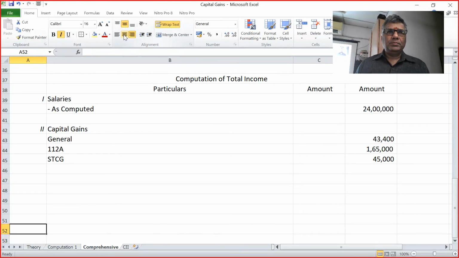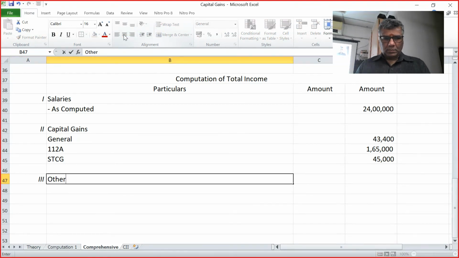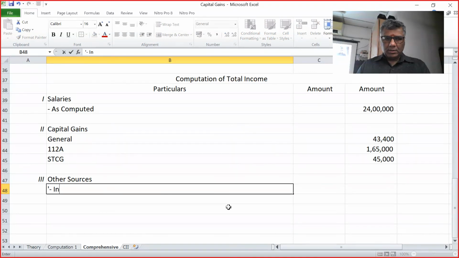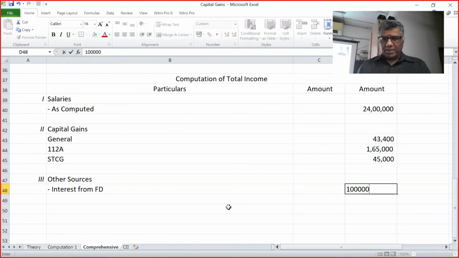Other sources. Interest from FD 1 lakh. If it had been savings bank, I would have given 10,000 rupees. It's not a senior citizen, so for FD I will not give anything.